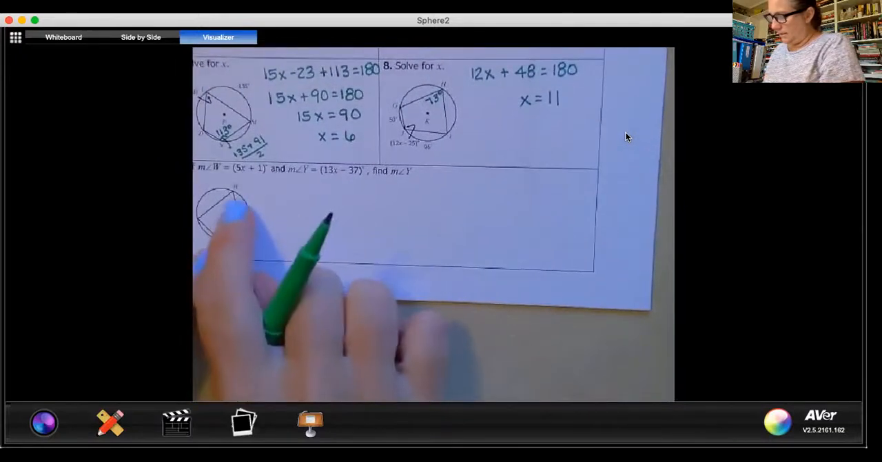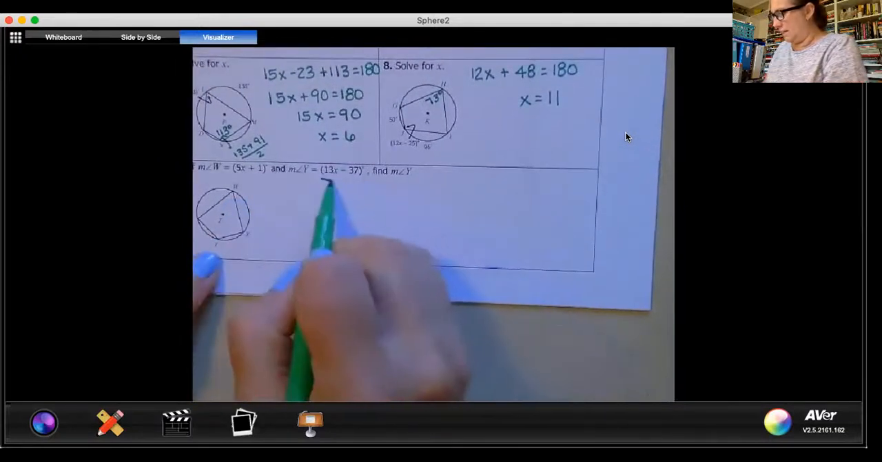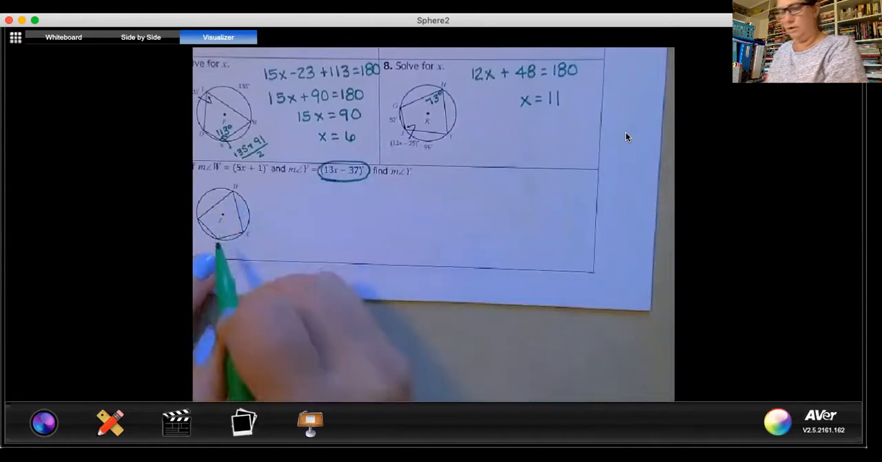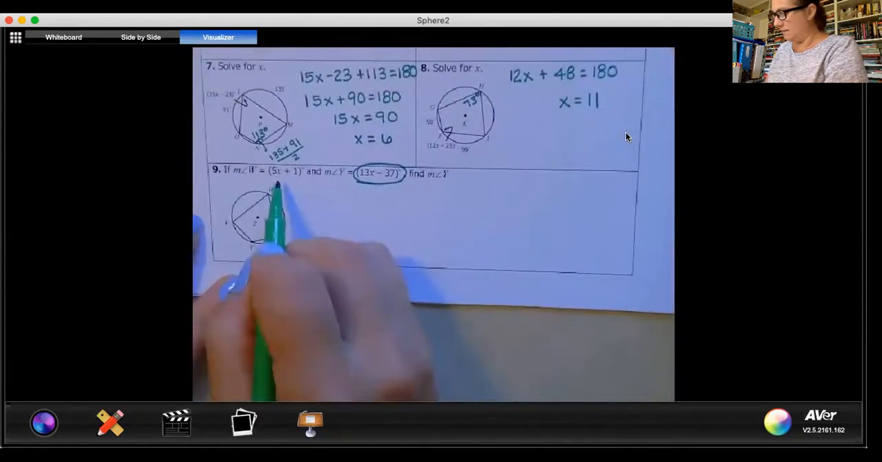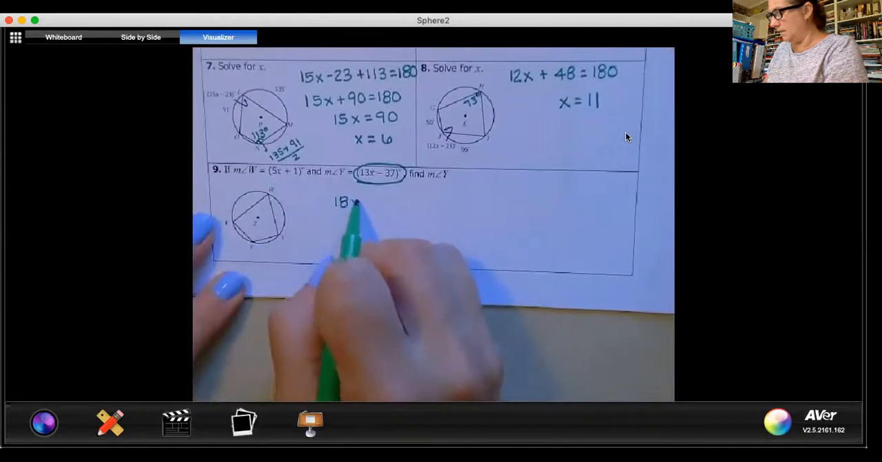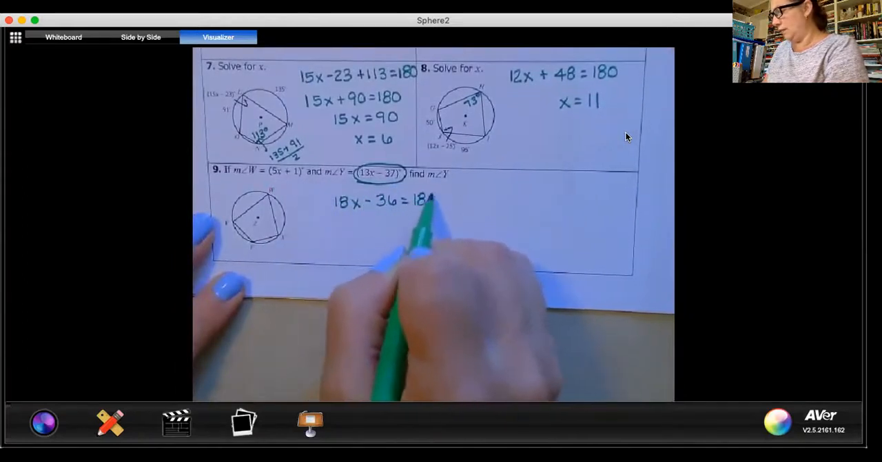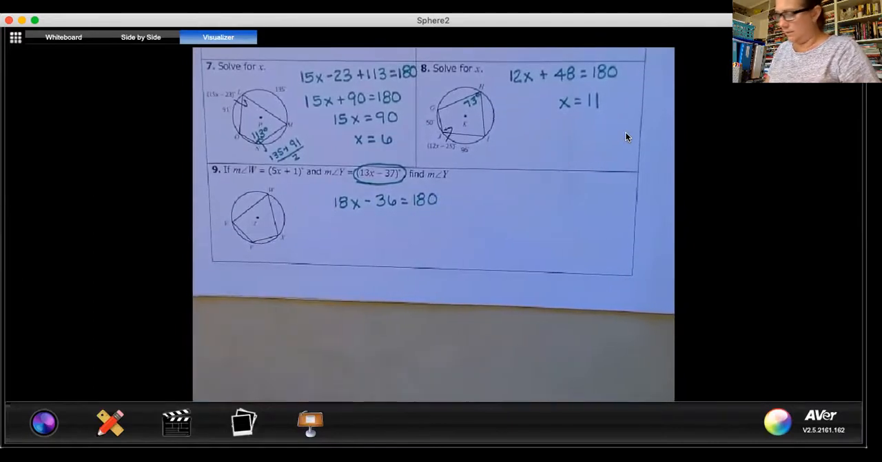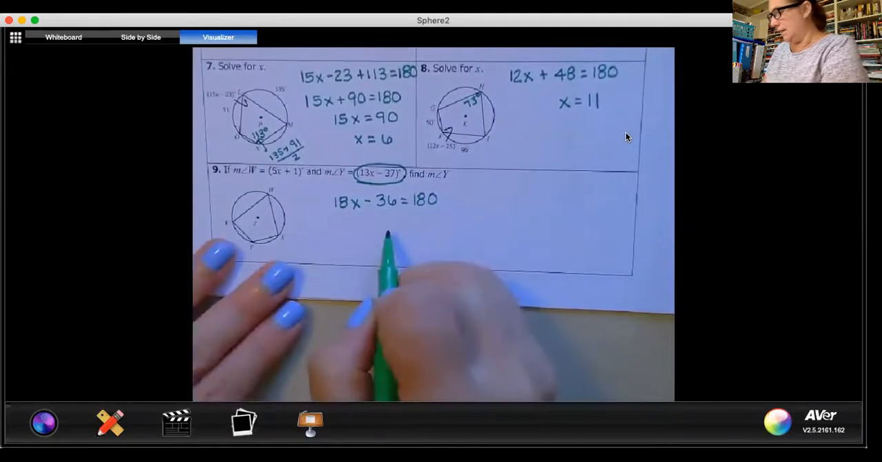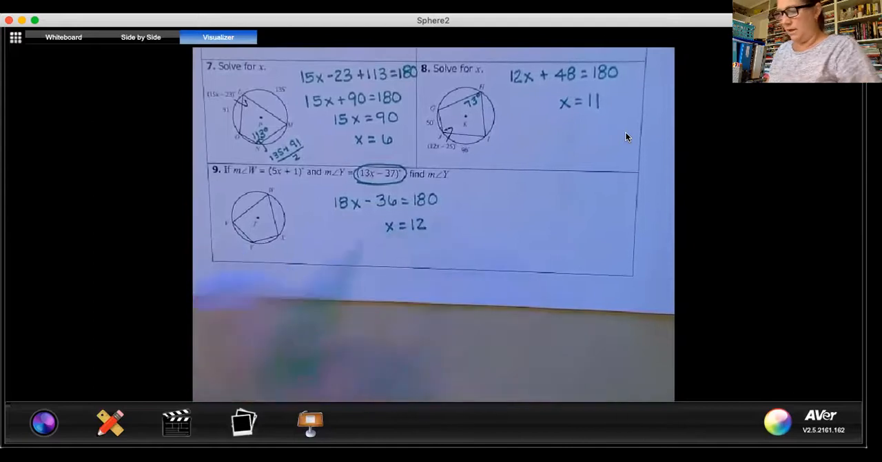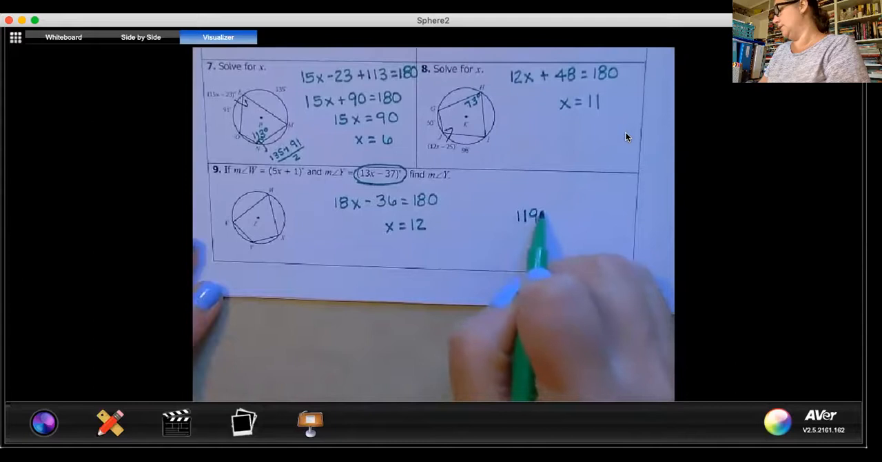All right, it gives you W and it gives you Y, and it wants you to find Y, and you add them up to equal 180. So 5x and 13x minus 37 equals 180. So 180 plus 36 divided by 18, x is 12, and 13 times 12 minus 37 is 119 degrees.